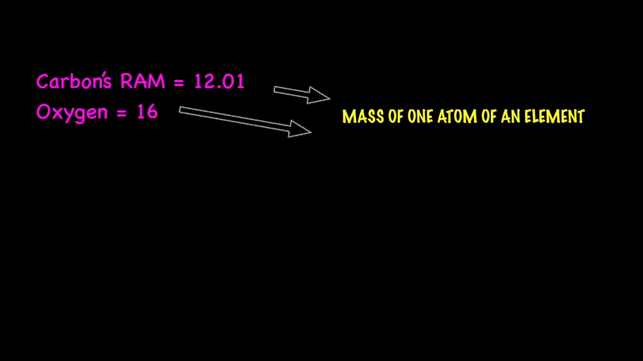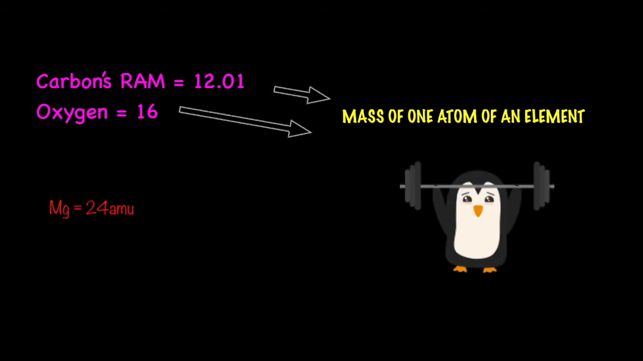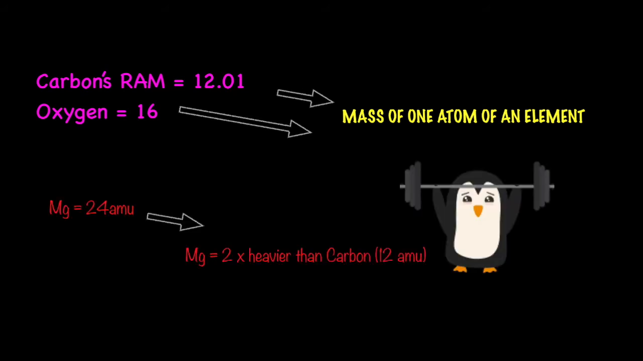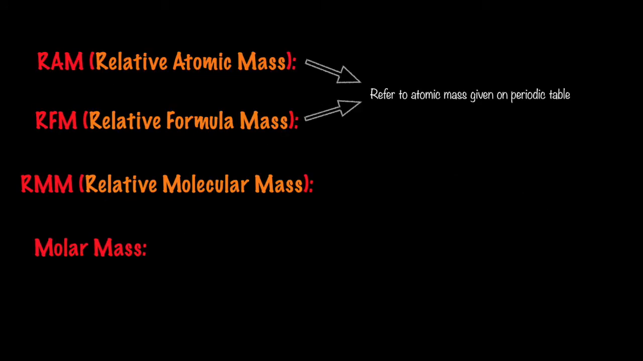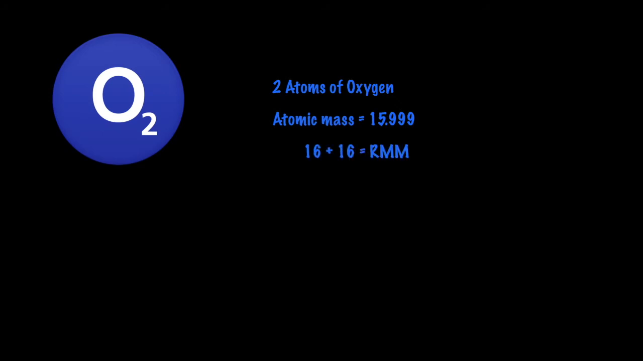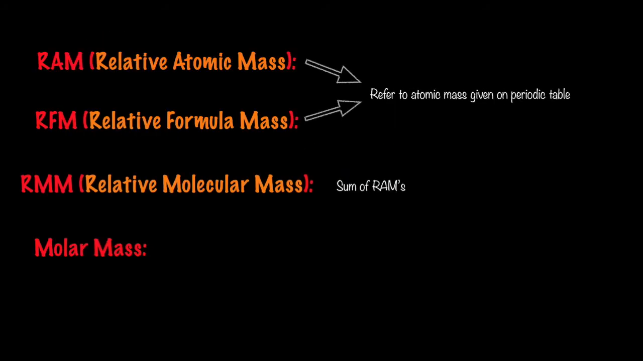And different elements are either heavy or light. If magnesium is 24 atomic mass units, we say magnesium is twice as heavy as carbon. Relative molecular mass is the sum of the relative atomic masses. For instance, if you have O2 and you are to find its mass, then we know that there are 2 atoms of oxygen through the given subscript, and the term molecular already suggests there is more than 1 atom. We add the atomic mass of both atoms, which is 16 plus 16, giving us 32.